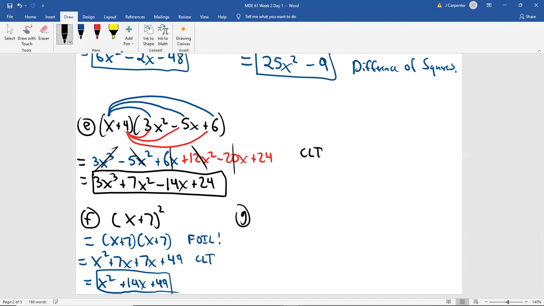Mr. Beckner, what if it was a minus instead? Wouldn't they cancel then if it's a minus? No. Once again, it's going to double up, just negatives instead of positives.